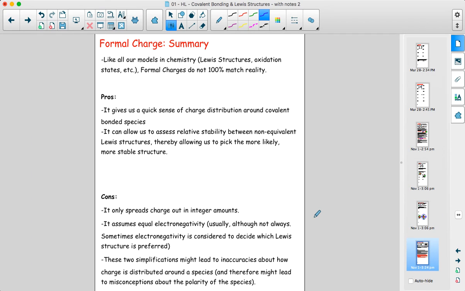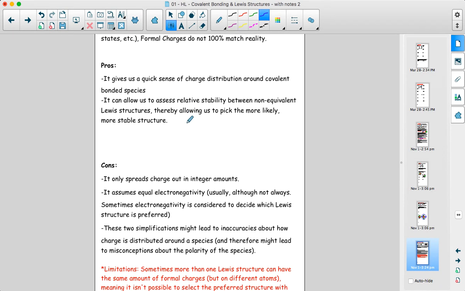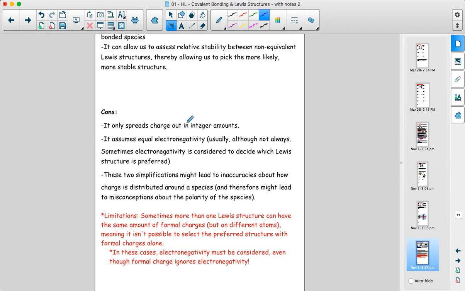The last thing to point out, obviously, is that this is one tool that we can use. Formal charges are not a 100% match of reality, just like oxidation states were a made-up way just to keep track of electrons. There are some positives to it. It can give us a quick sense of how charge is distributed around things that are covalently bonded, and it gives us a tool to assess when we have two different Lewis structures. It gives us a way to decide which one is probably more stable.